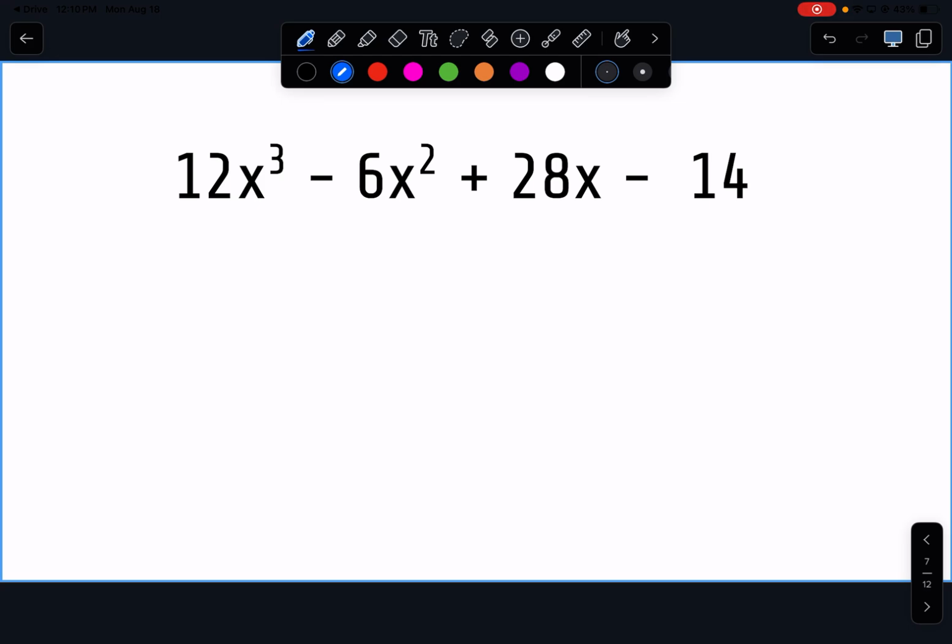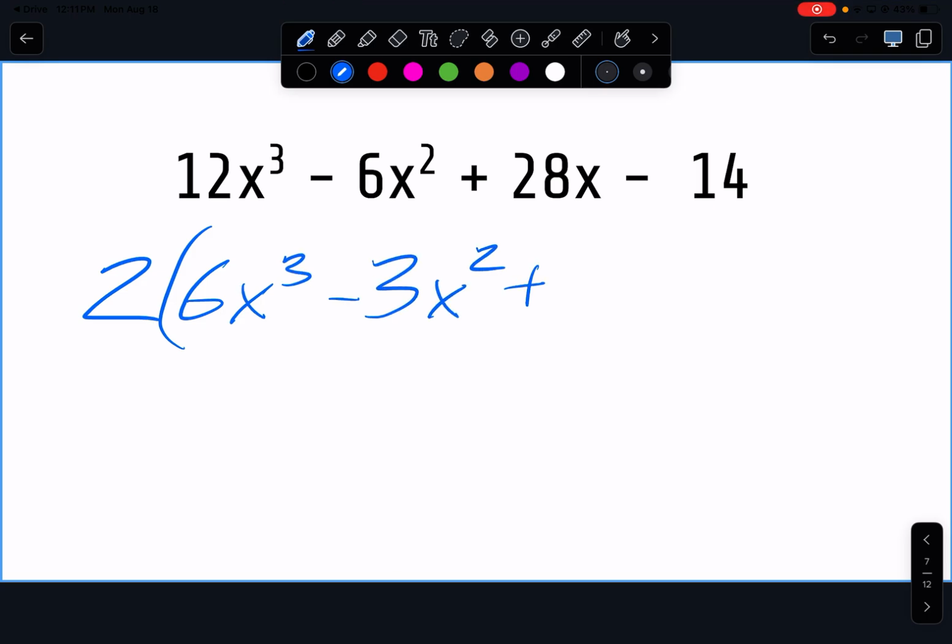Oh, kind of. Reduce it by what? Factoring out the... Nope. The GCF of 12, 6, 28, and 14 is 2. They're all even numbers. Okay? So we have to do that first. So this is going to be 6x cubed minus 3x squared plus 14x minus 7.